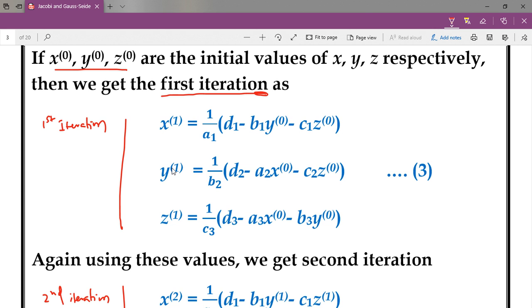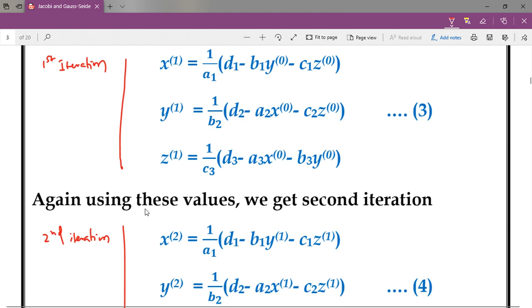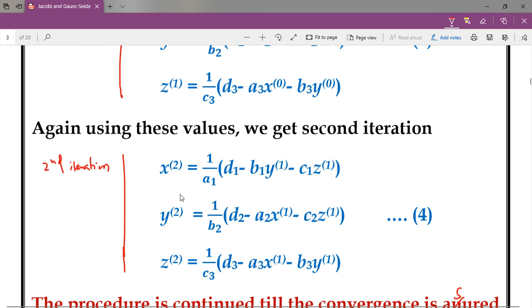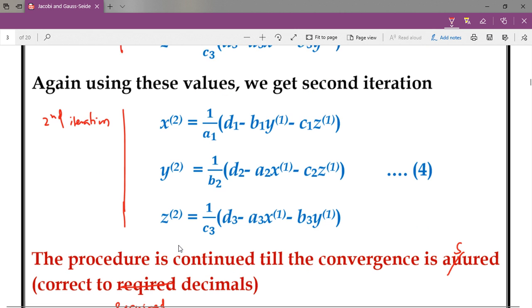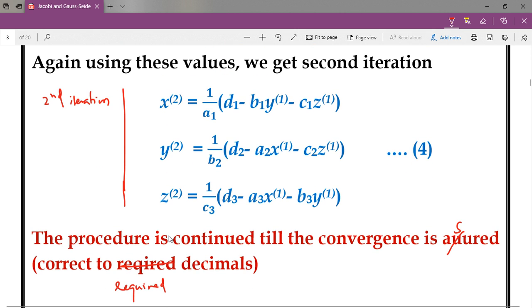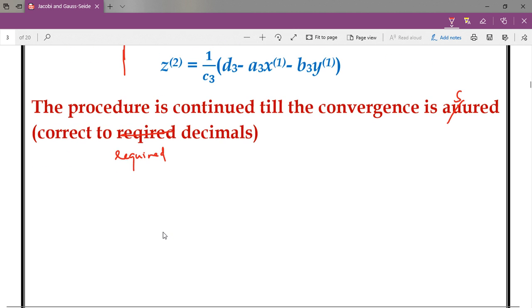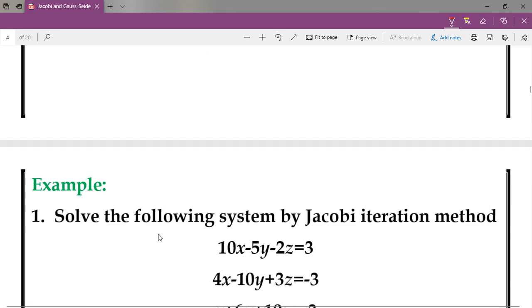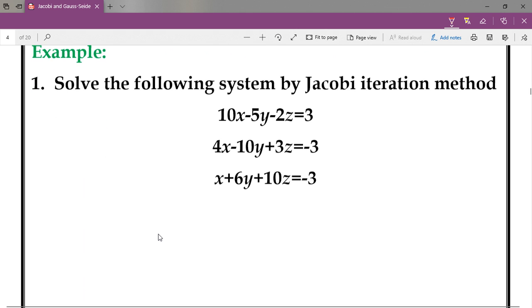Okay. So when you find this x1, y1 and z1, this is the first iteration. Assuming this x1, y1 and z1, we go for the second iteration, that is x2, y2 and z2. This iteration is to be continued till the convergence is assured, that is, to the required decimals, up to 4 decimals or 5 decimals, whatever. Now we shall go for an example, then we shall understand.